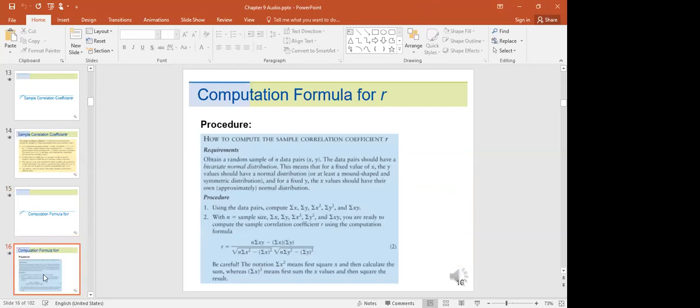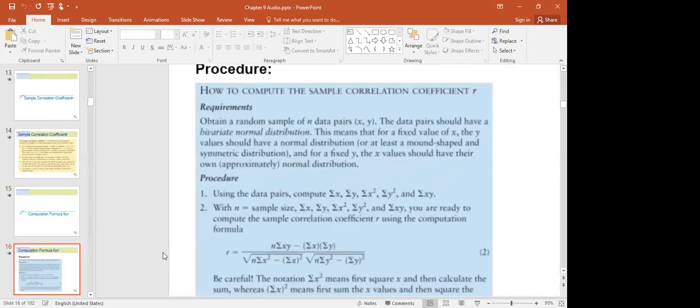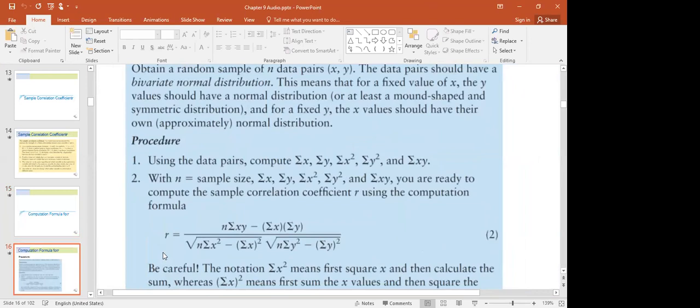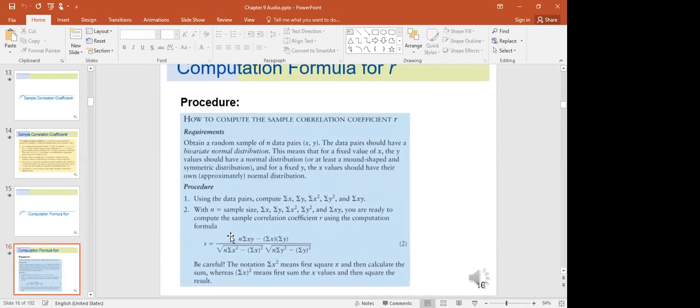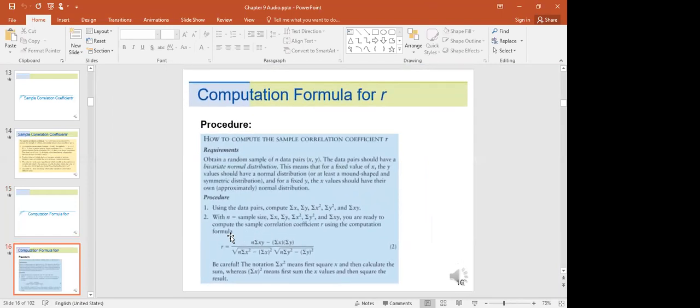To compute the correlation R, we use this formula. If we have to do it manually, we will find the sum of x, the sum of y, the sum of x squared, the sum of y squared, and then the sum of x times y. Then fit it into this equation. But we are going to be using either the calculator or Excel to get this correlation coefficient.